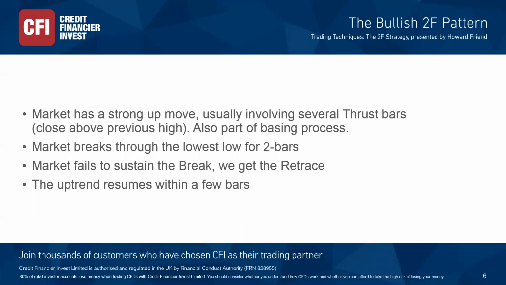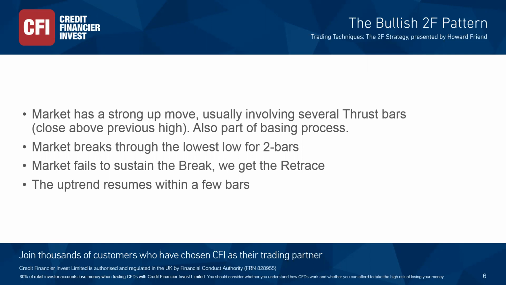So the bullish 2F pattern goes like this. Market has a nice strong up move, usually involving several so-called thrust bars to the upside. A thrust bar is basically where the close of a bar is above the previous bar's high. So when the market closes above the previous bar's high, usually significantly so, it tells you that on that given bar, whether it's a day or an hour or a week, the bulls were firmly in control of the market. So a combination of one or more thrust bars usually tells us that the bulls are in control if the thrust occurs to the upside.